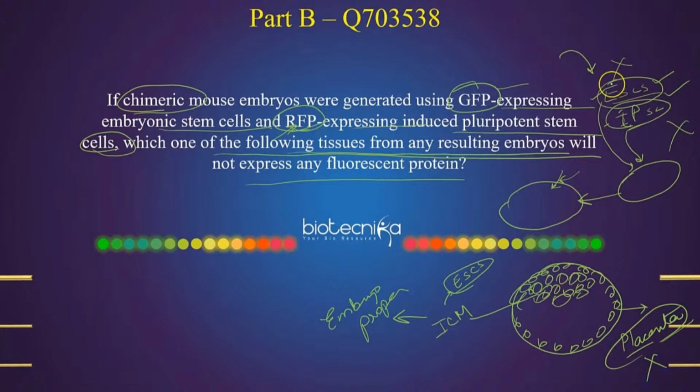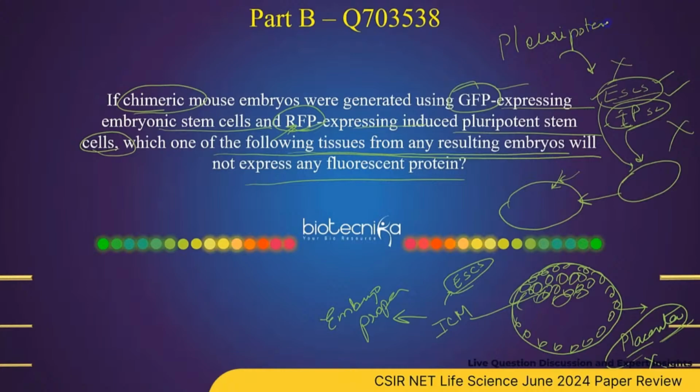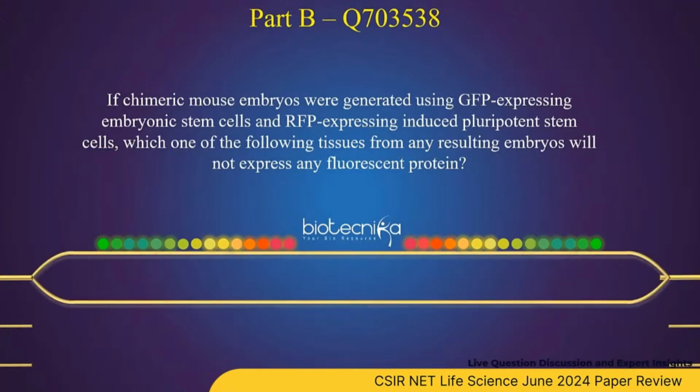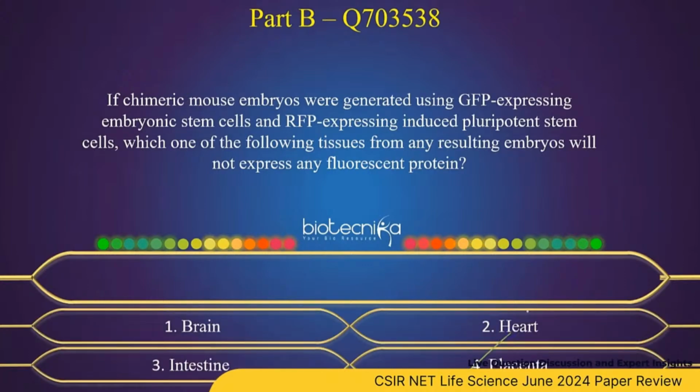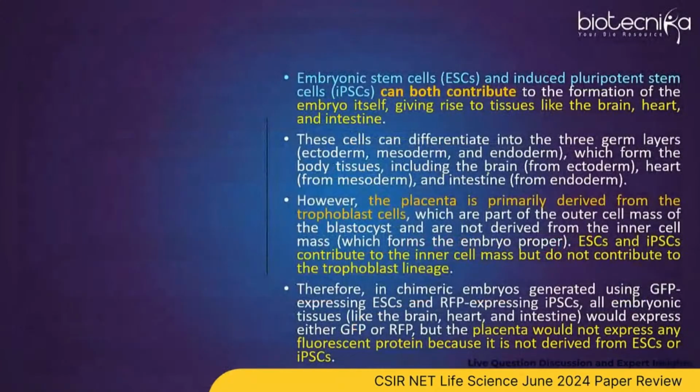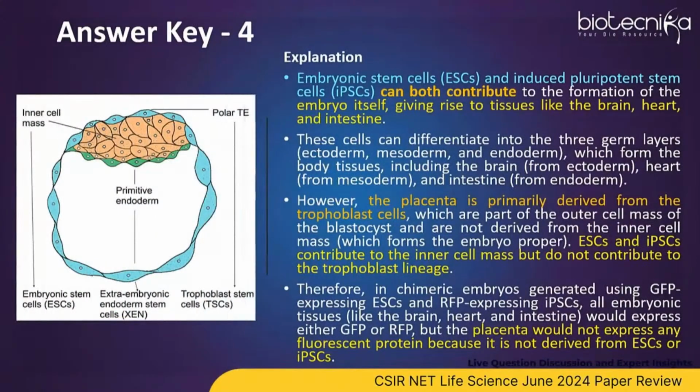And that is why these cells are pluripotent. If they were able to make all the cells, even the placenta, then we would have called it totipotent. But they are not totipotent, they are pluripotent in nature because they cannot make placental components. So you will not see any fluorescence in the placenta because it is not derived from these cells. Whatever is derived from these cells will have the fluorescence, and whatever part is not derived from these will lack it and will not express that fluorescent protein. So the correct answer is option 4.